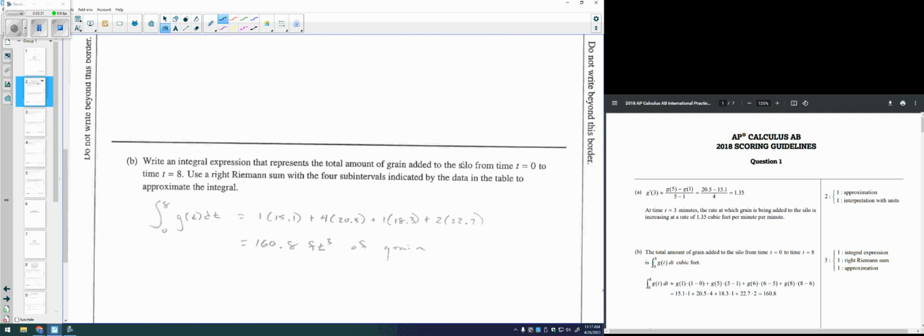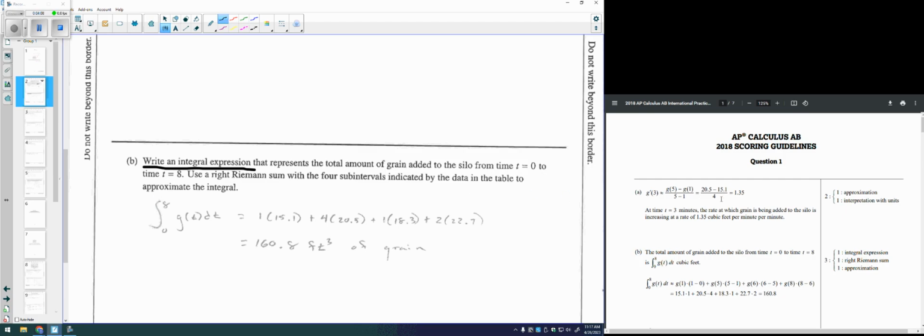Question B. Write an integral expression. Some of you did not write that. Make sure you see the directions. You get a point simply for writing the integral expression, even if you could not evaluate it. Write an integral expression that represents the total amount of grain. If I know a rate and I want an amount, I find the integral of the rate. Integrating rate gives me amount. From where to where? From time equals 0 to time equals 8. So I'm integrating from 0 to 8 of G of T dt. This had to be on the paper in order to get that first point.